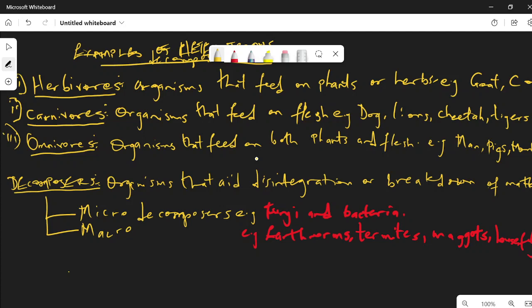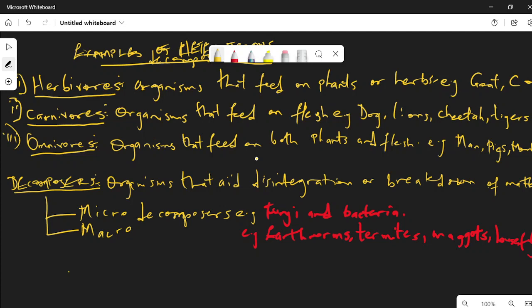We talked about the carnivores. We said they are flesh-eating organisms, organisms that feed on flesh, e.g. lions, tigers, cheetah, dogs. And then we talked about the omnivores. We said that omnivores are organisms that feed on plants and flesh. They feed on the two categories. Example, that is where we have man, we have pigs, we have monkeys in that category.